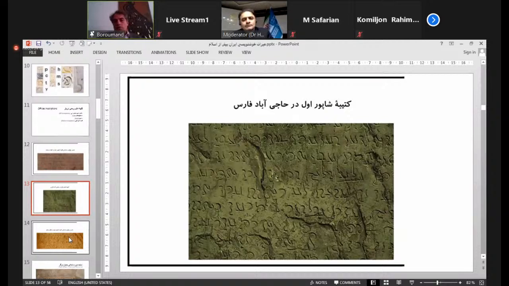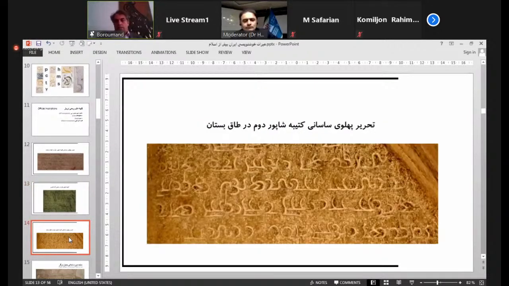Another inscription by Shapur is in Hajiabad, Fars, which again uses the same writing. Calligraphists can easily detect the very interesting features.